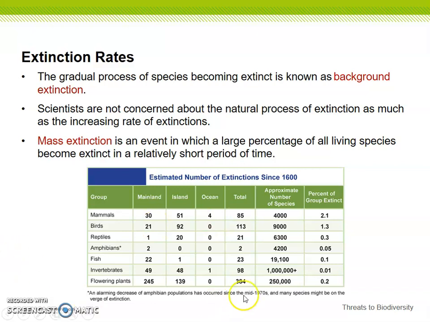You should also note that an alarming decrease of amphibian population has occurred since the 1970s, and many species might be on the verge of extinction.